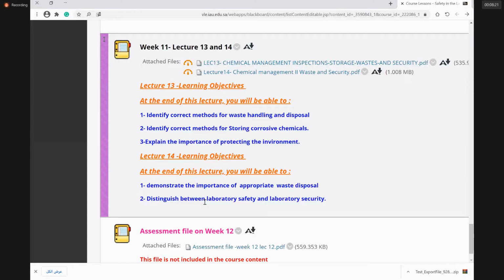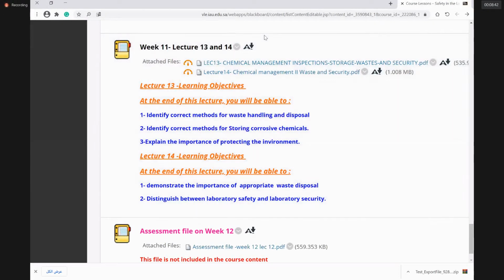Finally, we can distinguish between laboratory safety and laboratory security. These two terms, what do they mean? Is laboratory security different from laboratory safety? So we will see today, insha'Allah. Let's look together. The lecture begins.